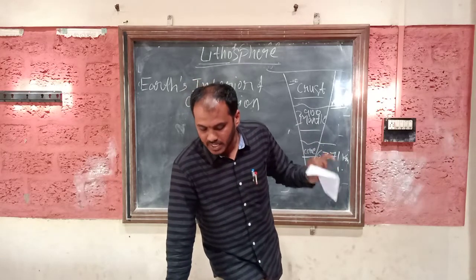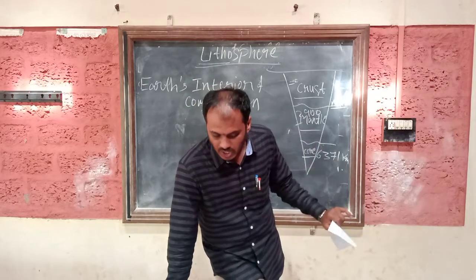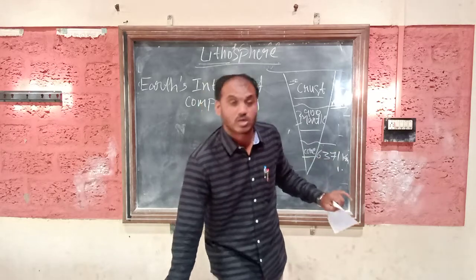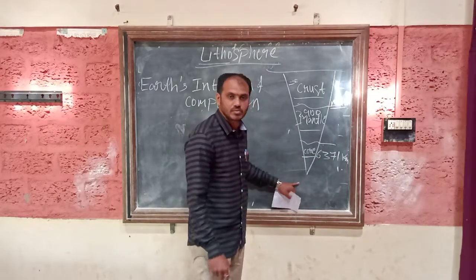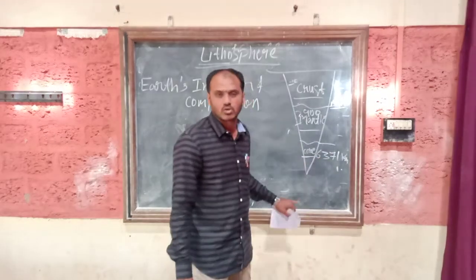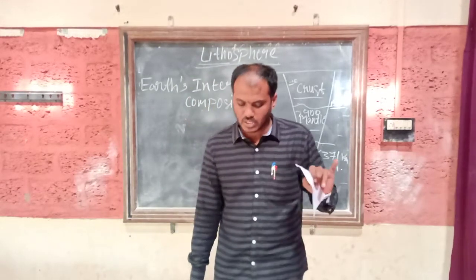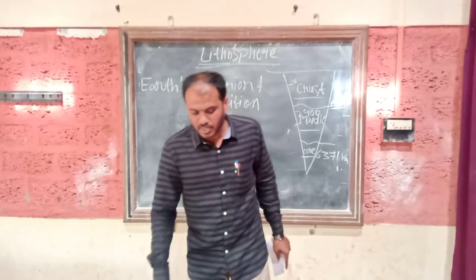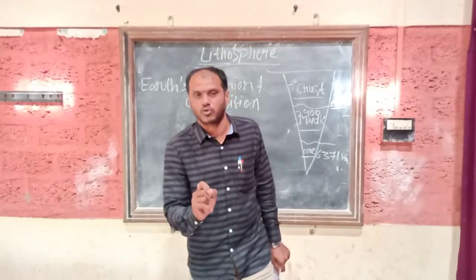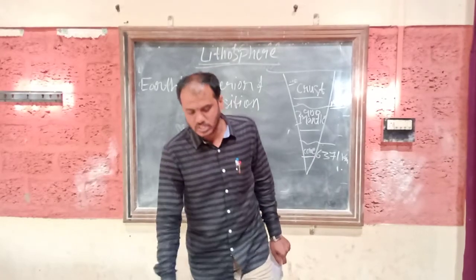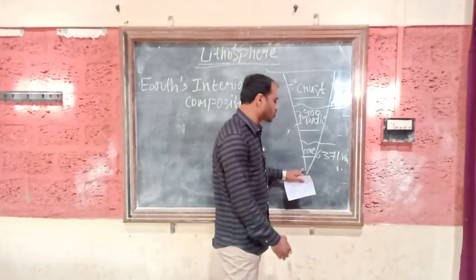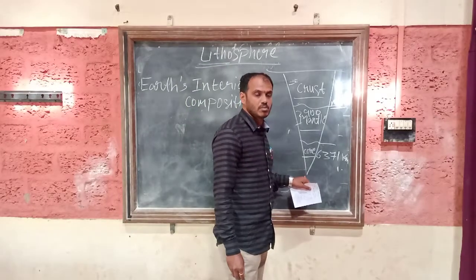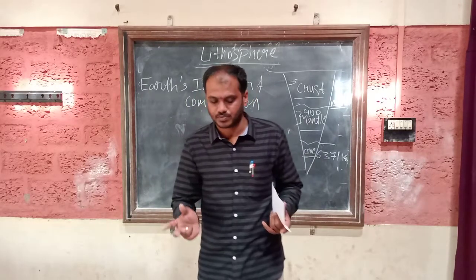The core is divided into two sublayers, the outer core and the inner core. The outer core is known as the molten core, whereas the materials are in the liquid and molten form. And the inner core is known as the solid core, because the materials will be in the solid form.